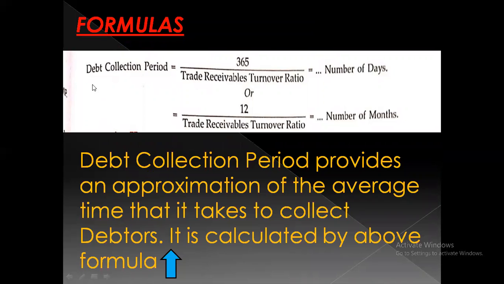Debt collection period provides an approximation of the average time that it takes to collect from the debtors. It is calculated by the formula 365 days in a year divided by trade receivable turnover ratio. The answer will be in days. If you calculate the debt collection period in months, we'll take the months in a year, which is 12, divided by trade receivable turnover ratio, and the answer will be in number of months.